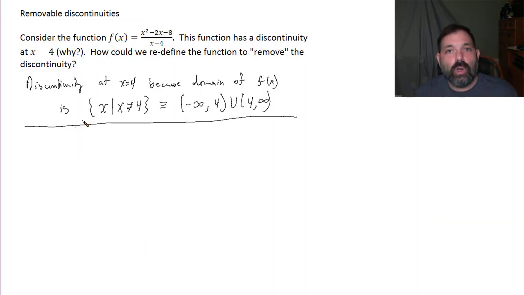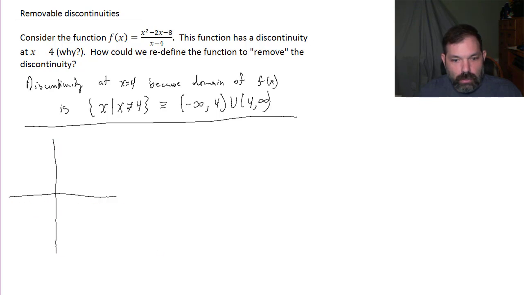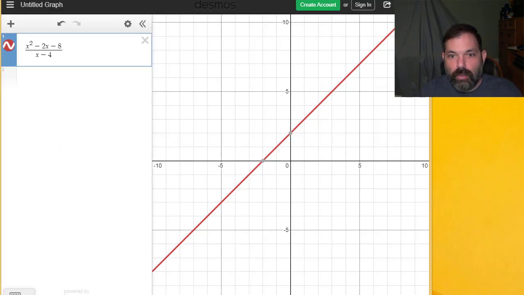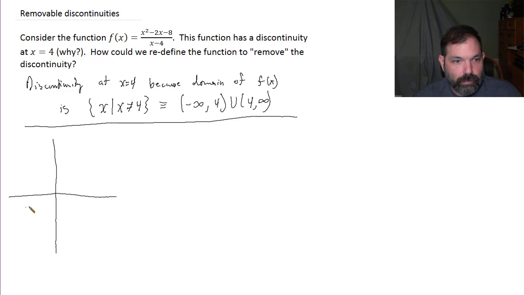There is what's called a removable discontinuity in this function. If I was to graph this function, here's how I would represent it. There's the same rough graph, and there should be an open point here at x equals 4. Now let's understand why.